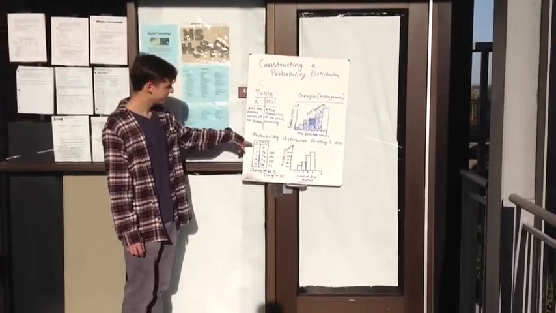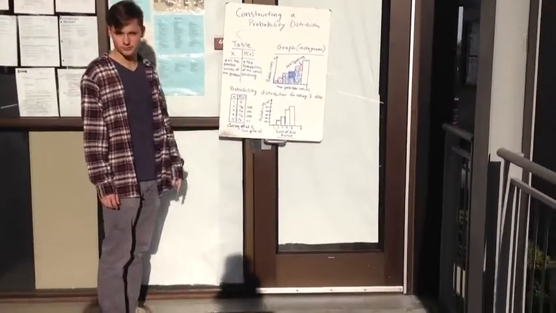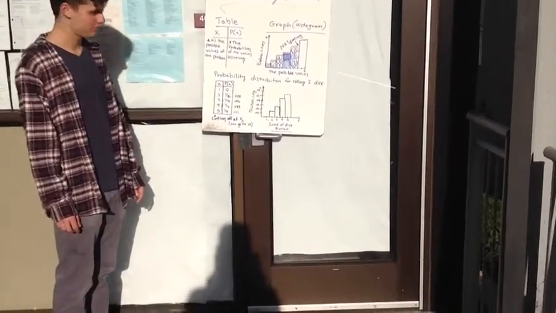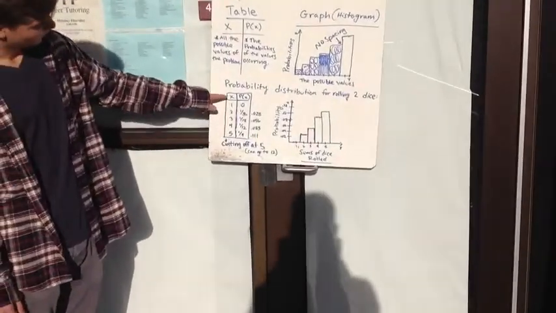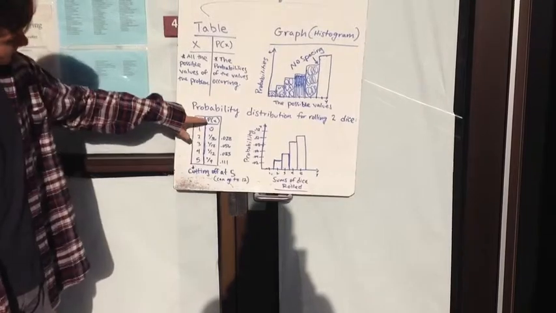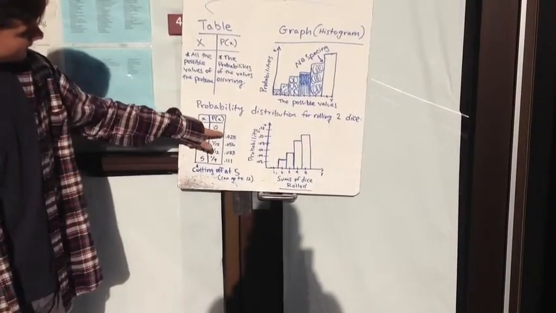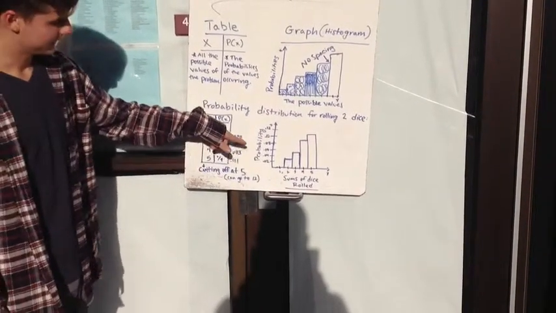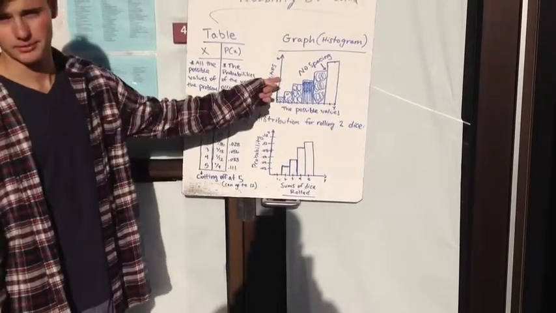Down here is the probability distribution for rolling 2 dice, and that's an example. Here, 1 through 5, I cut it off because it could go to 12, but we just didn't have space. I did the fractions, and then I did the decimals, and then I graphed it, like we saw up here.